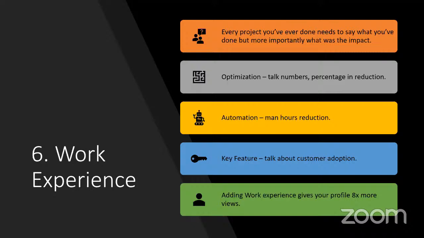So a lot of people are like, so how do I write this impact? There are three things. One thing is, in case you worked on good optimization work, you can talk about numbers. You can talk about percentages and reduction of cost or memory or runtime or whatever it is. Next thing you can talk about is, in case you worked on automation, you can talk about how many man hours you've reduced. Also, if you worked on any key feature, you can talk about what is the customer adoption.